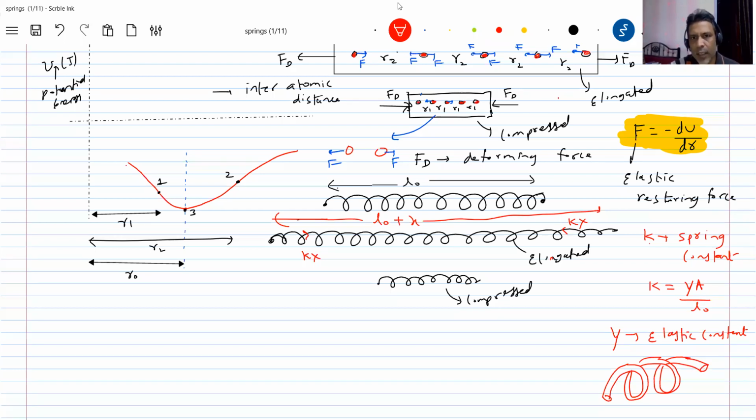Okay, this is what that area of cross section is, not the area of cross section of the spring, but that of the wire which is used to make it. So that is called the area of cross section.